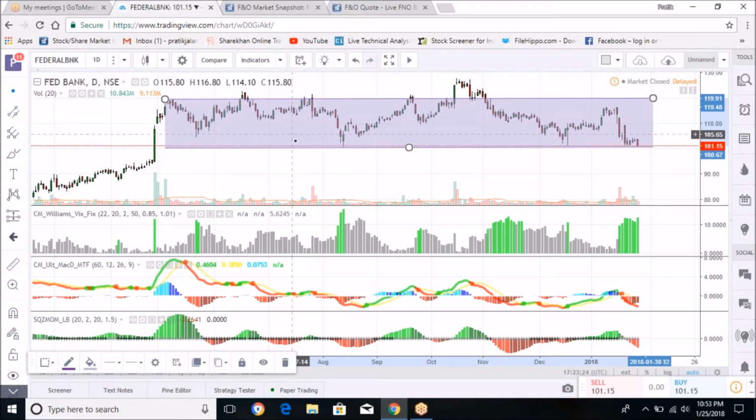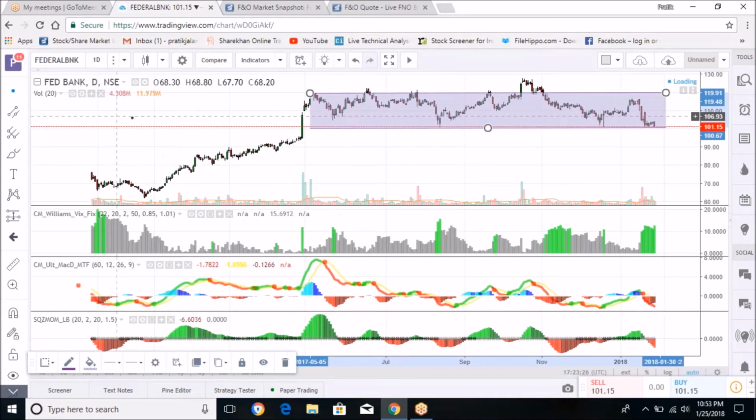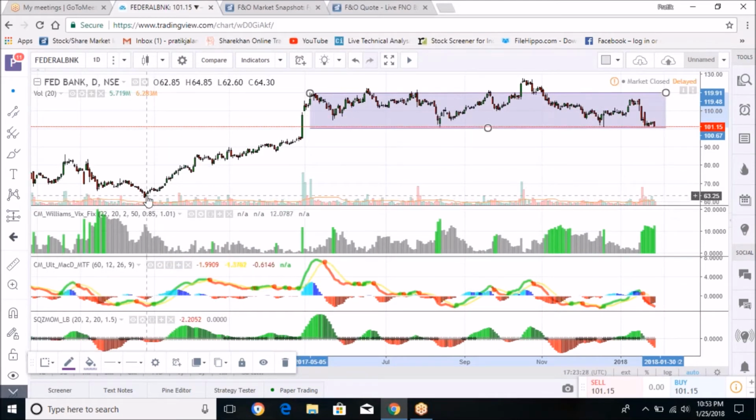So you can see the number of times it is trying to break. This rally has started from 63 odd levels and made a high till 126. And till this time, the performance was pretty good, and on every quarter we were rising.